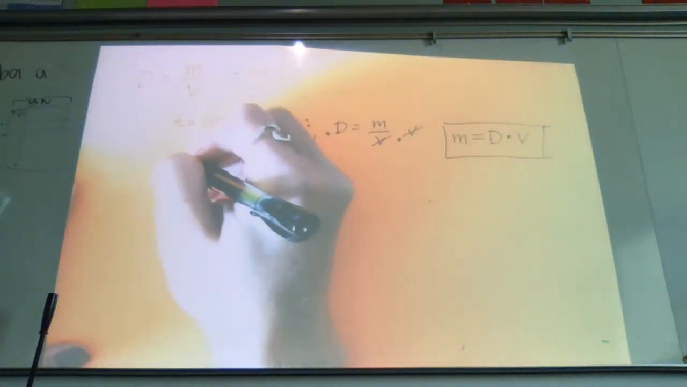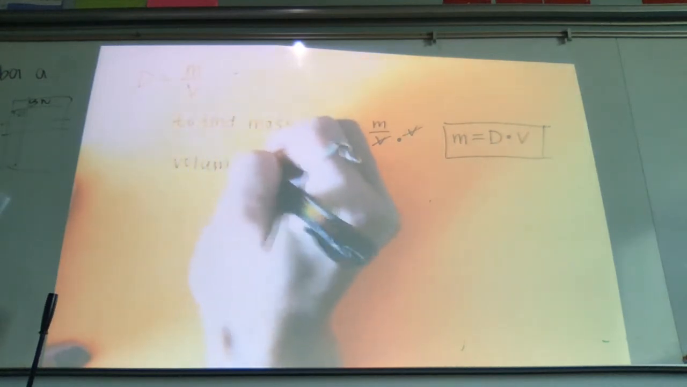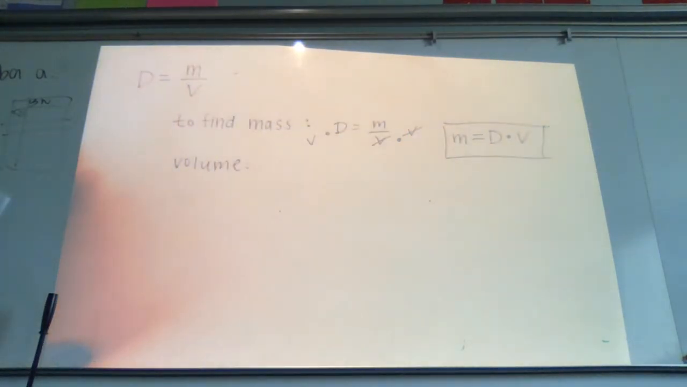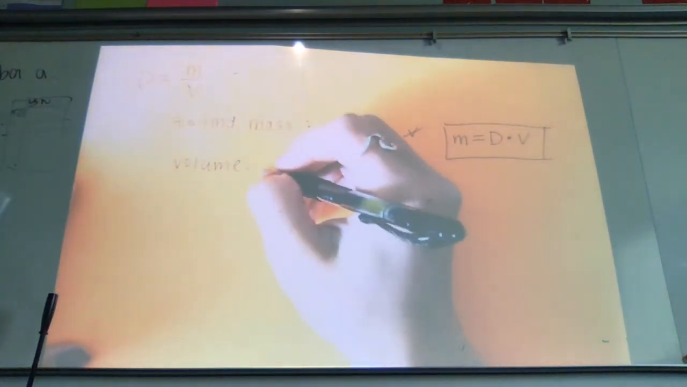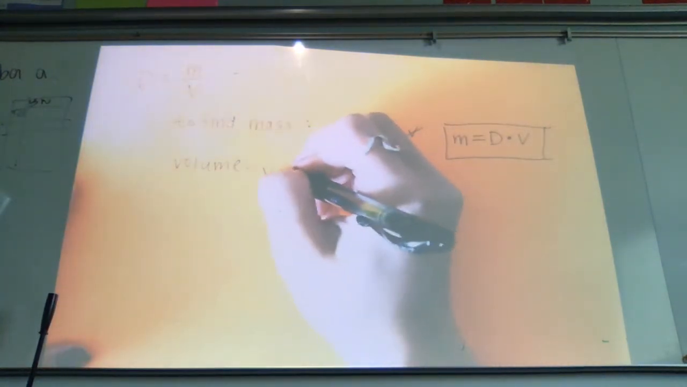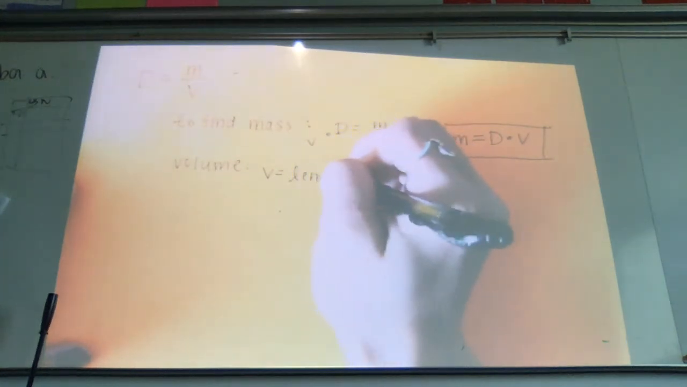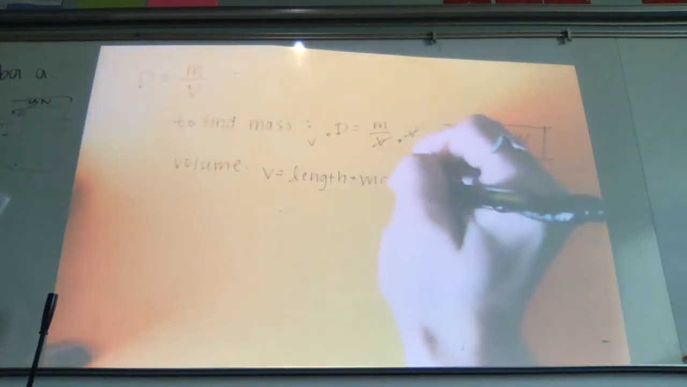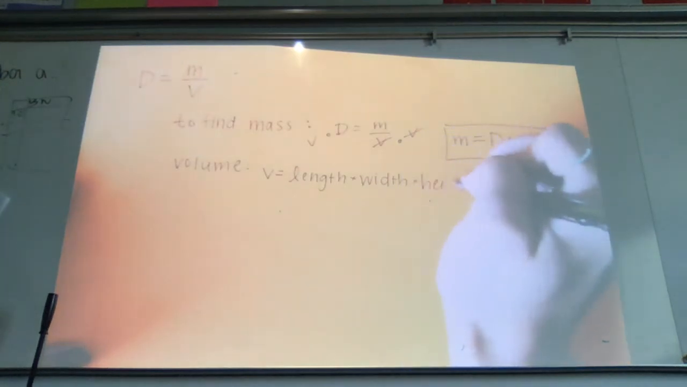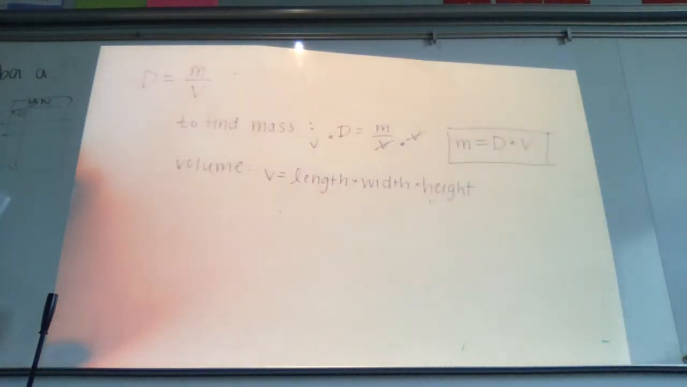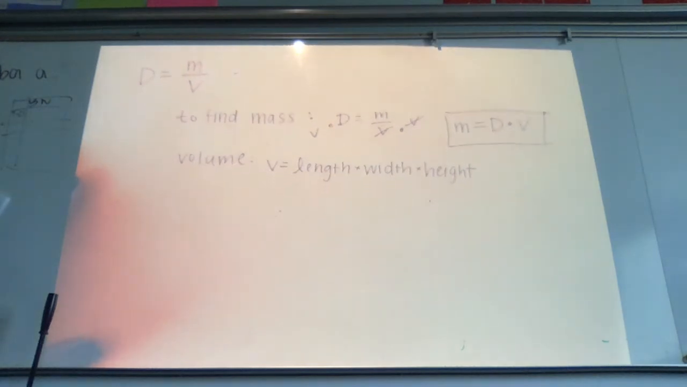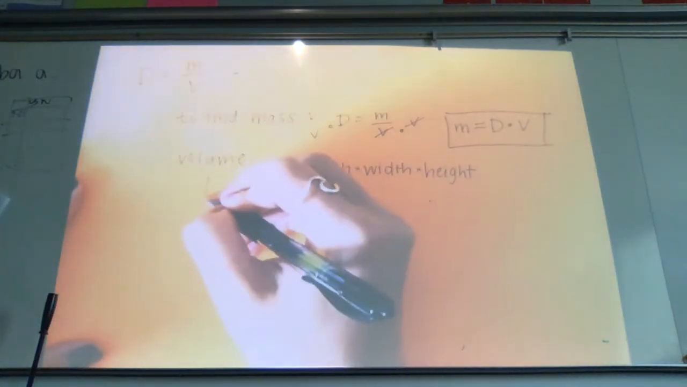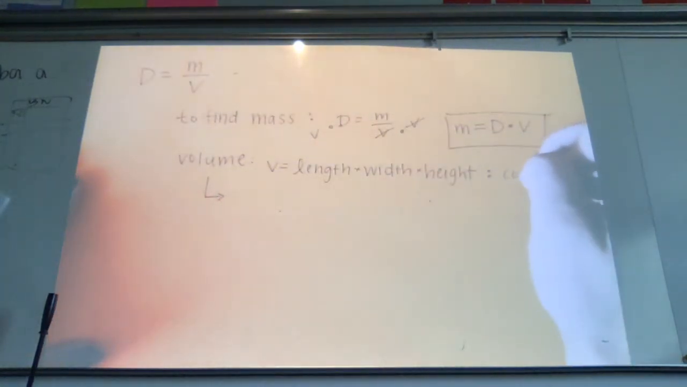We can also find volume using the same function of rearranging our equation. Volume can be calculated in two ways. The first is using volume equals length times width times height, which you probably used in your math classes. And we're always going to measure these objects in cubic centimeters. And this is how you measure things like cubes, squares, anything that's a normal shape.